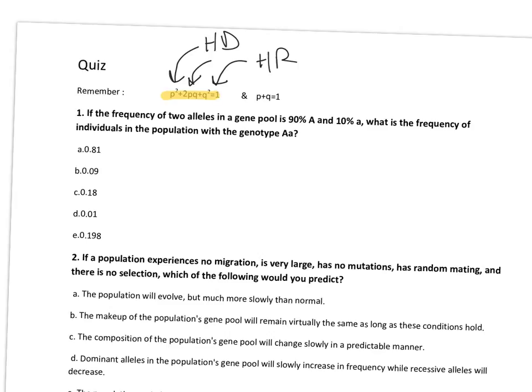What about this other equation? What does that mean? The dominant allele frequency is correct. So yes, P is the dominant allele frequency. Sometimes you'll see allelic frequency, same word.